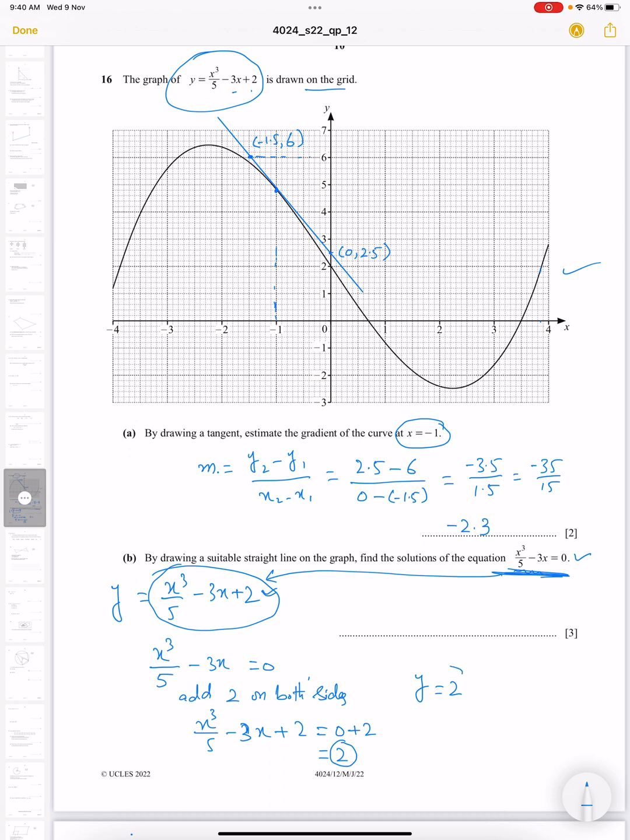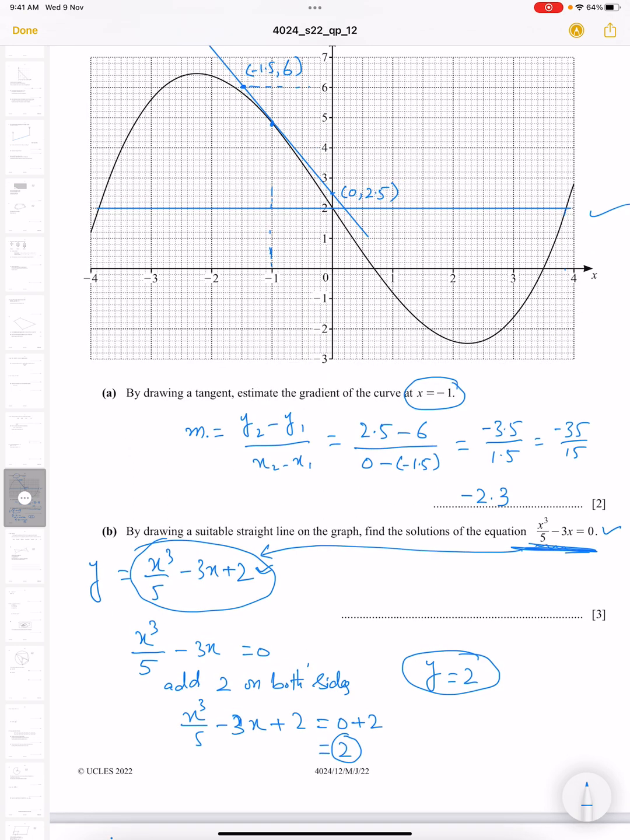So what line is y is equal to 2? A horizontal line crossing the y-axis at 2 will be our required line. This is the line y is equal to 2. You can draw it using a scale, you should draw. So the points where this line is intersecting the curve are these.